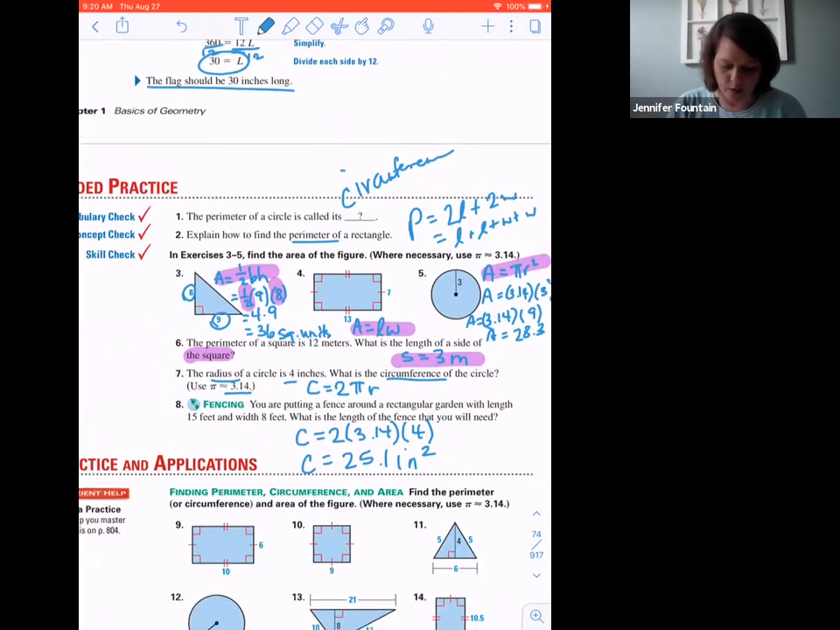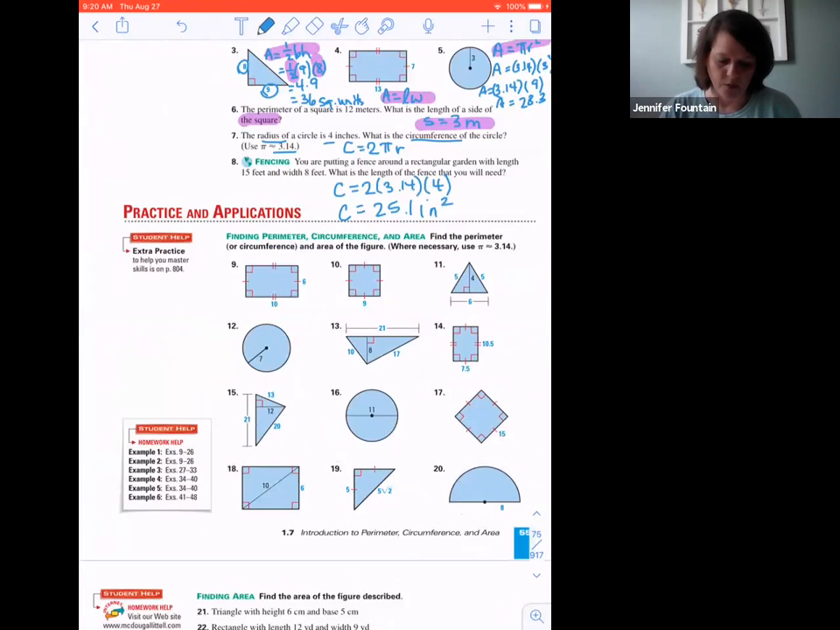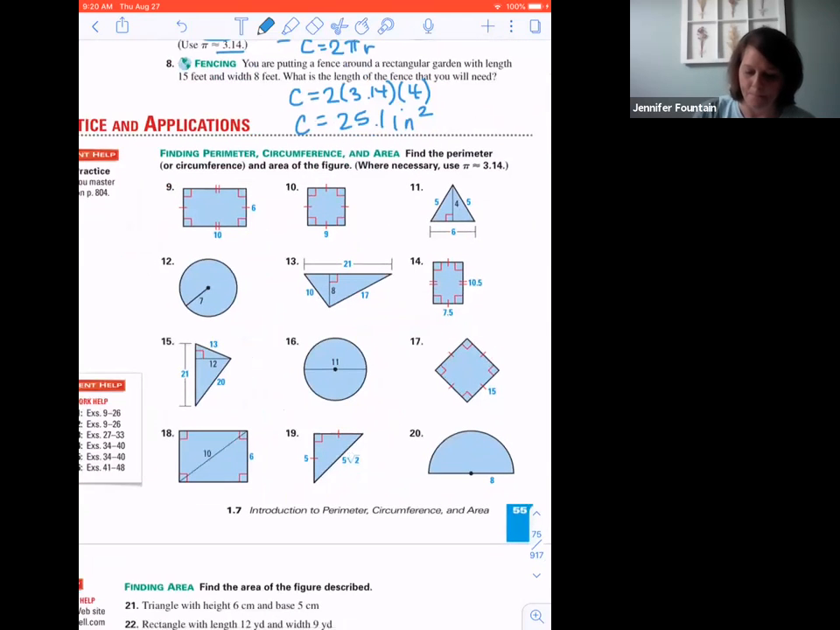Okay, let's take a look. So in this section, finding perimeter, circumference, and area. Let's look at number 20. What do I have here?